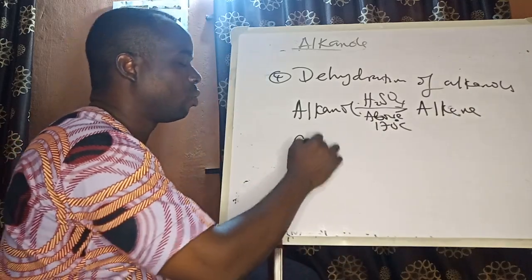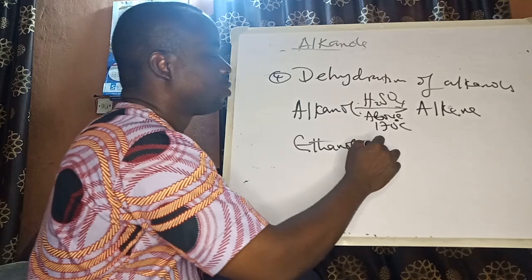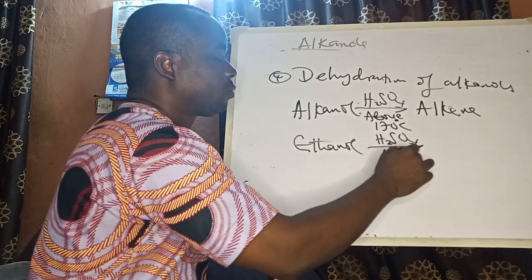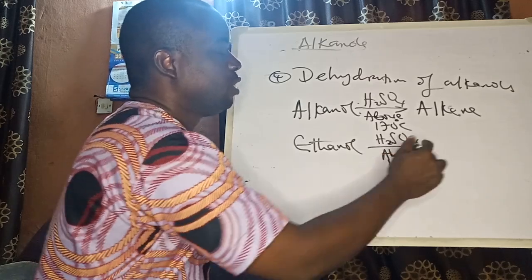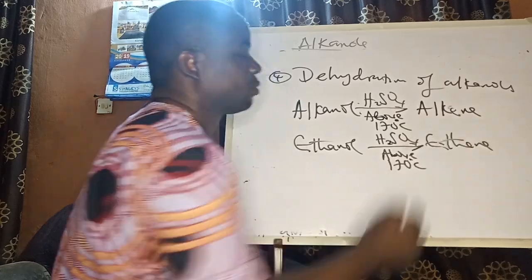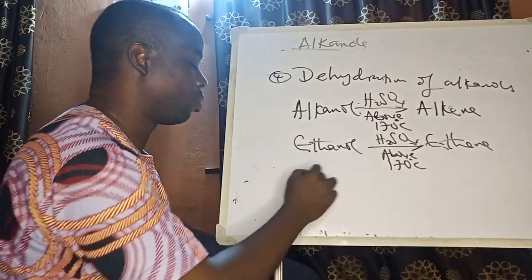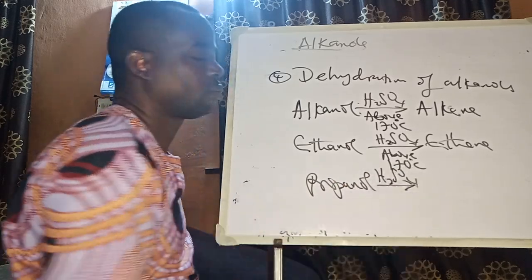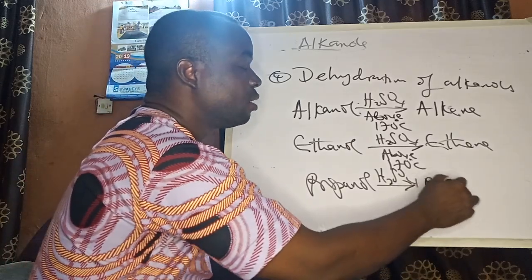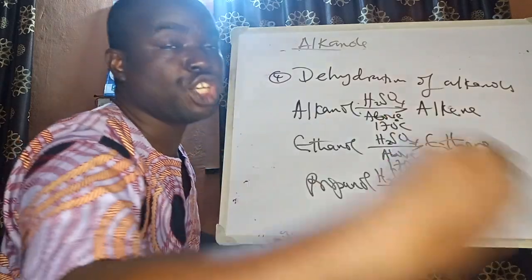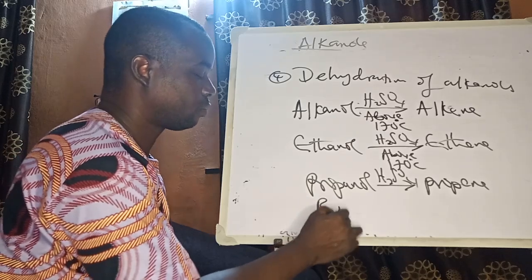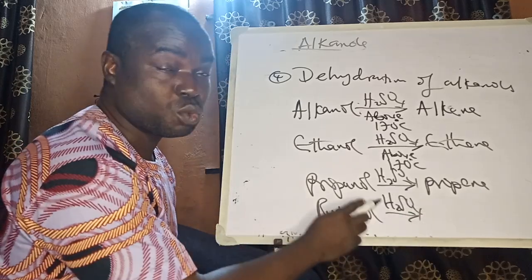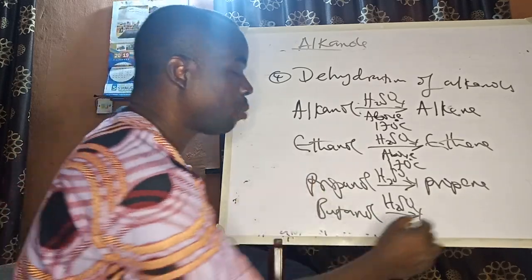So if it's something like ethanol with H2SO4 above 170 degrees Celsius, it forms ethene. So the ethanol becomes ethene. If it is propanol, H2SO4, are you following? It becomes propene. So the anol will be changed to ene. If it is butanol, undergoing dehydration, anytime you see H2SO4, it is dehydration. It becomes butene.